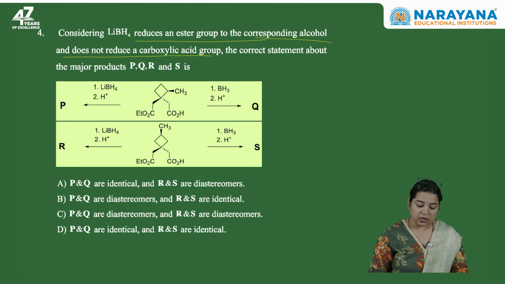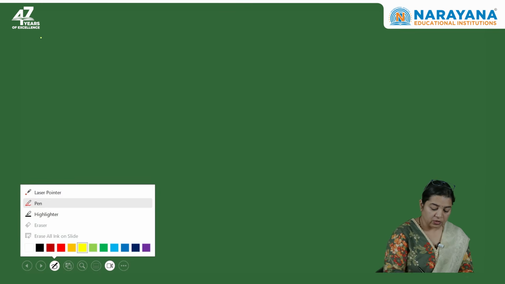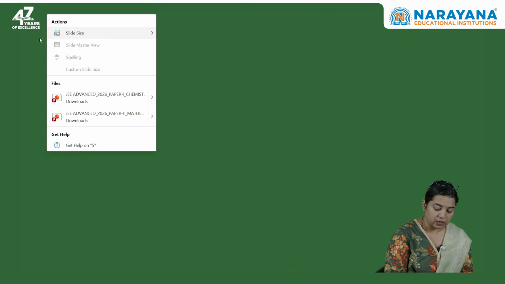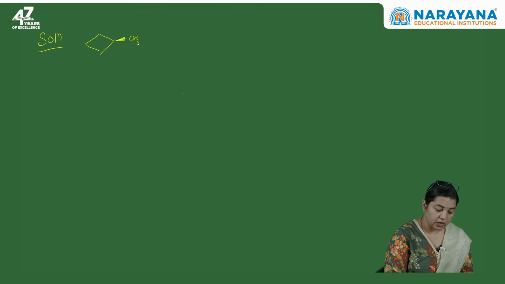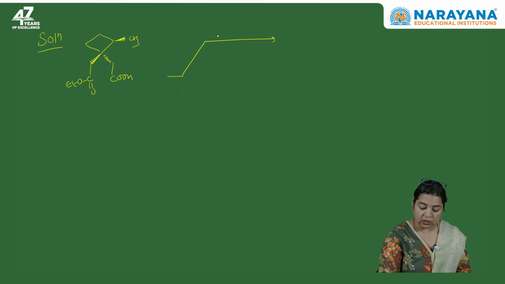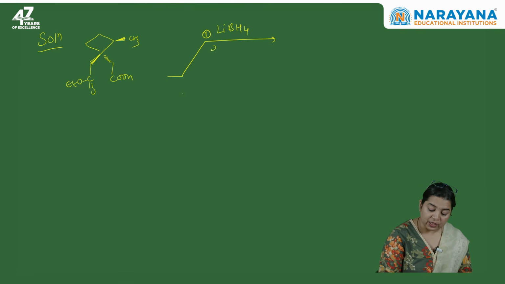So let's start with each and every possible product. For the first portion, let us make the solution. We have CH3, then a wedge and dash, COOEt, and here we have COOH. Now this molecule is treated with LiBH4 first. As the question has already mentioned, it will reduce ester to alcohol. Fine, but it is followed by H plus.